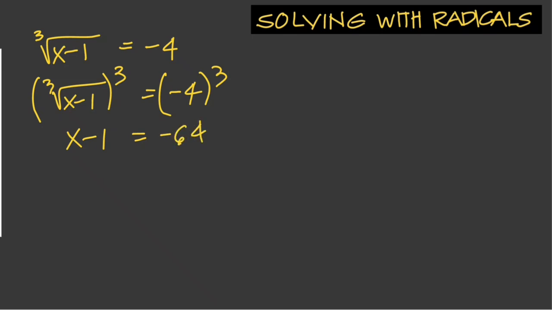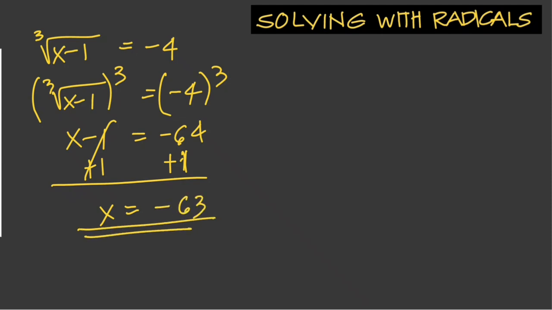And then we solve for x. We add 1 to both sides. This cancels out. Then x is equal to negative 63. So this is our solution.